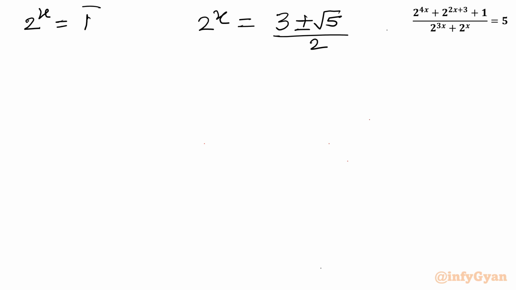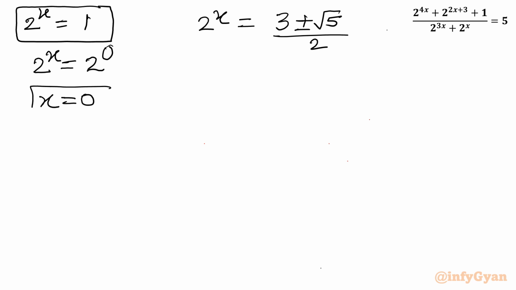So I will write 2 raised to the power x equal to 1 first. Then I will be writing the other two values, 2 raised to the power x equal to 3 plus minus root 5 over 2. So let us consider this equation first. So RHS I can write 1 as 2 raised to the power 0. So from here we can conclude x will be equal to 0. So one solution is confirmed, it is 0.